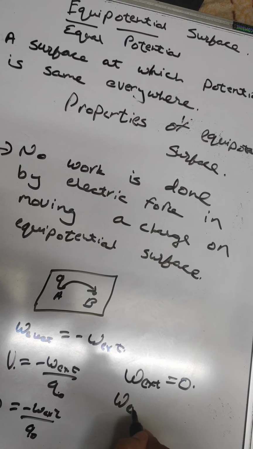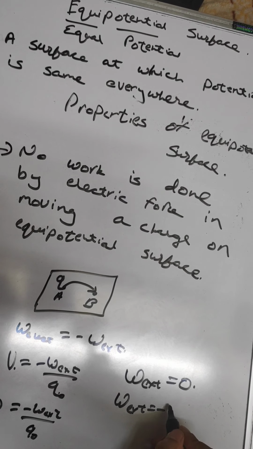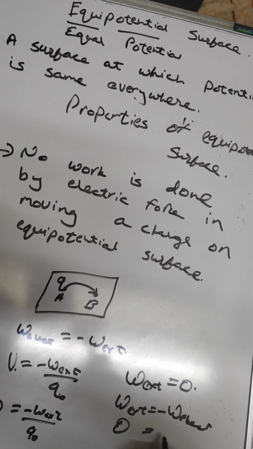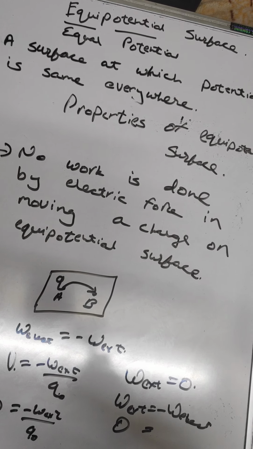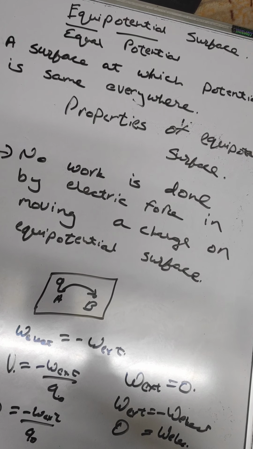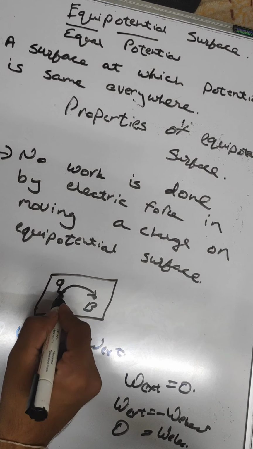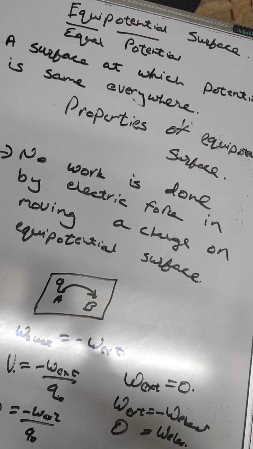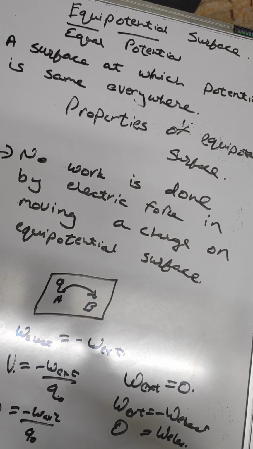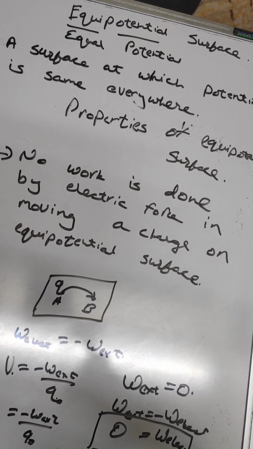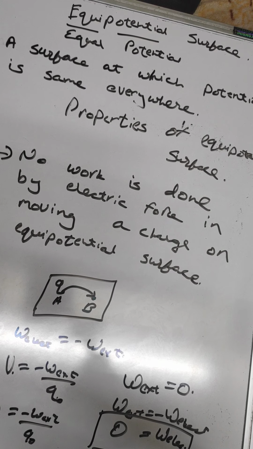Now W external is equal to minus the work done by the electric force. So if the work done by the external force is 0, then the work done by the electric force will also be equal to 0. So the amount of force required to move from A to B, if it is an equipotential surface, will be equal to 0. From here we can say the net work required to move any charge will be 0 on an equipotential surface.